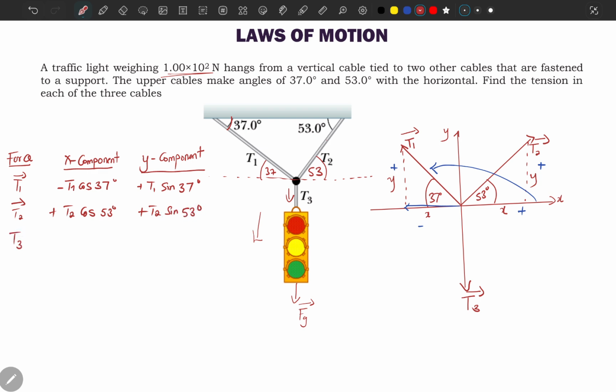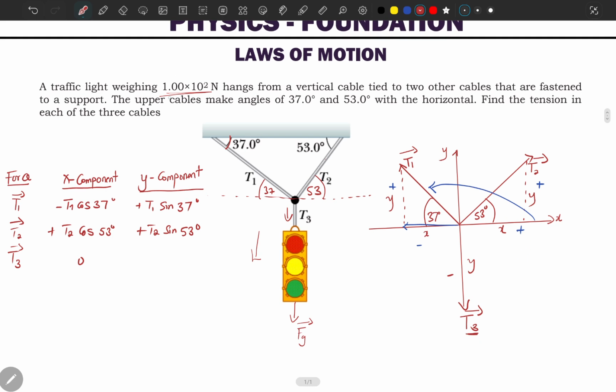Tension 3. Do we have tension 3 in the X? No, tension 3 is just in the Y, which is negative. So in the X, it is 0. In the Y, it's negative because it's going down. Now what's the value of tension 3? Tension 3 is actually the weight here. So the weight will just be negative 1.00 times 10 to the power 2 newtons.